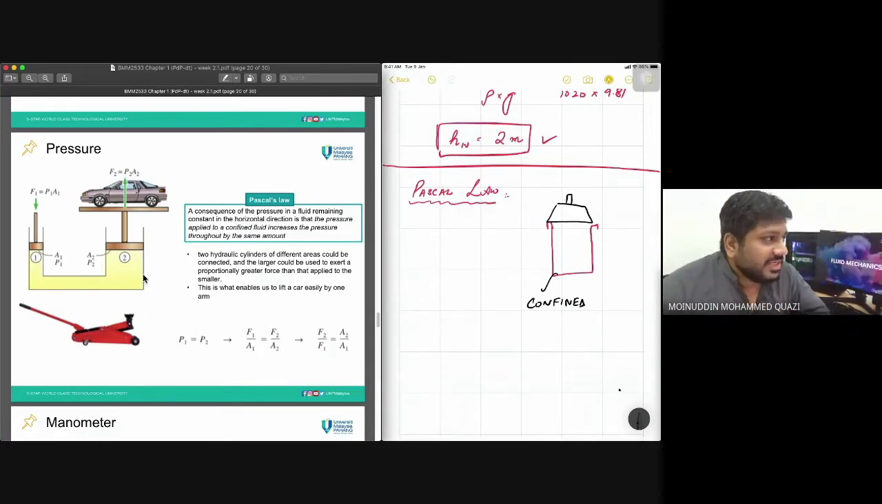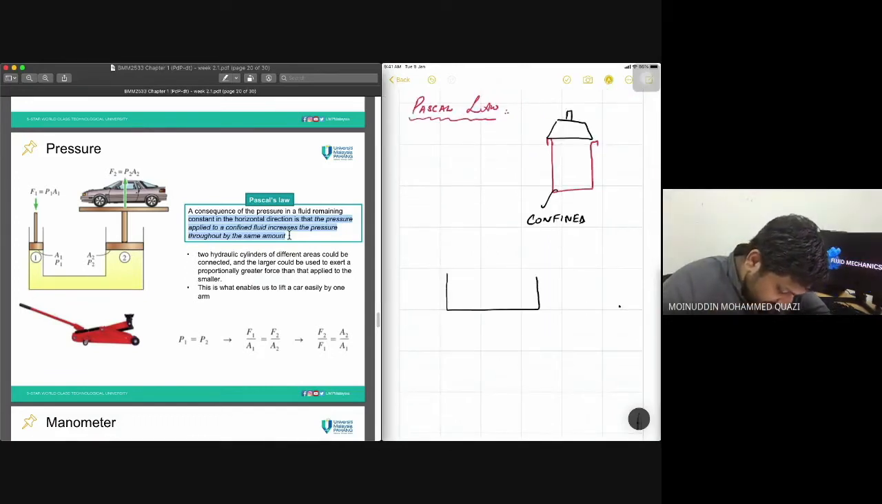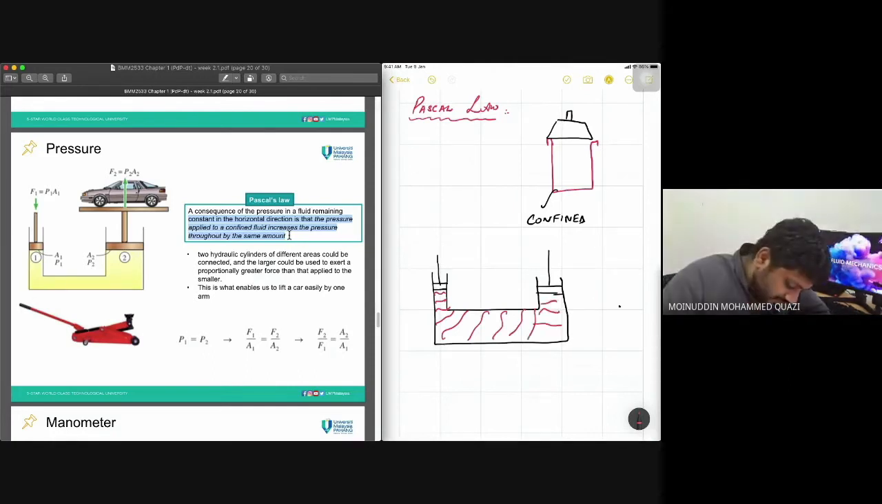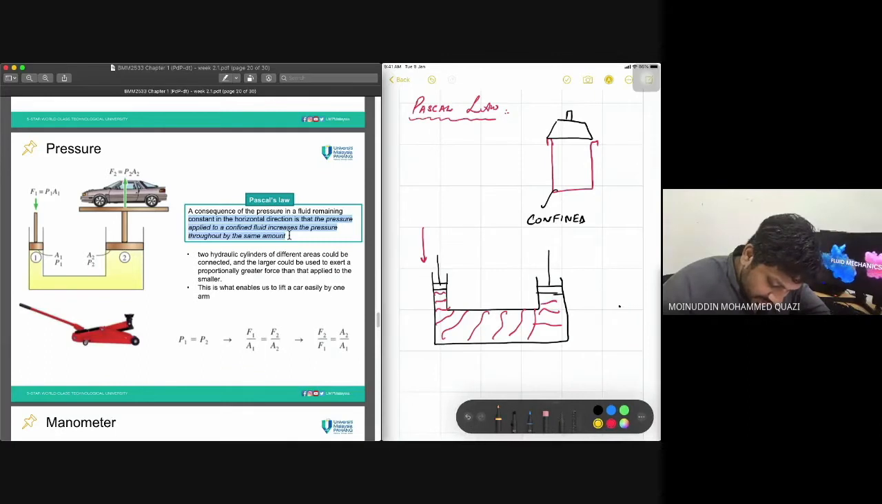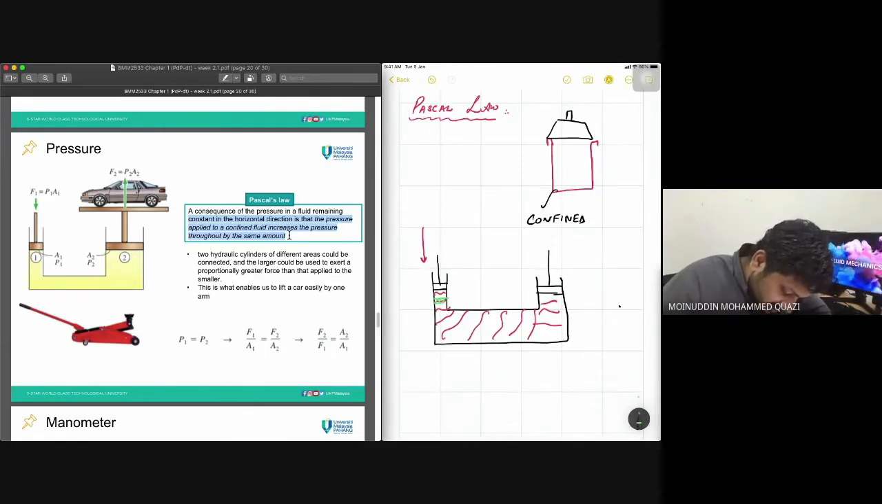A consequence of pressure in a fluid remaining constant in the horizontal direction is that the pressure applied to a confined fluid increases the pressure throughout by the same amount. So let's say I've got one piston here and one piston here, with confined fluid inside. When I push this piston down, this piston will go up. This is what the law states.